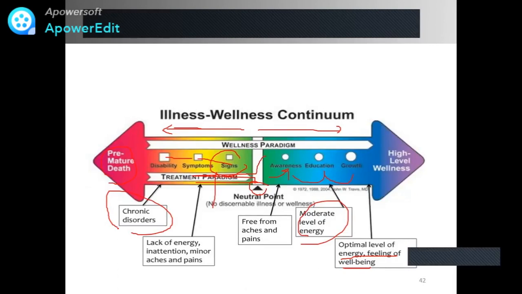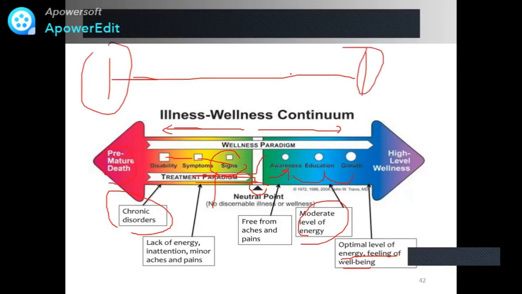Then I think you have an idea: health is not a dichotomic concept. Here to here, we can't say positive and negative. It is like a spectrum or a continuum.